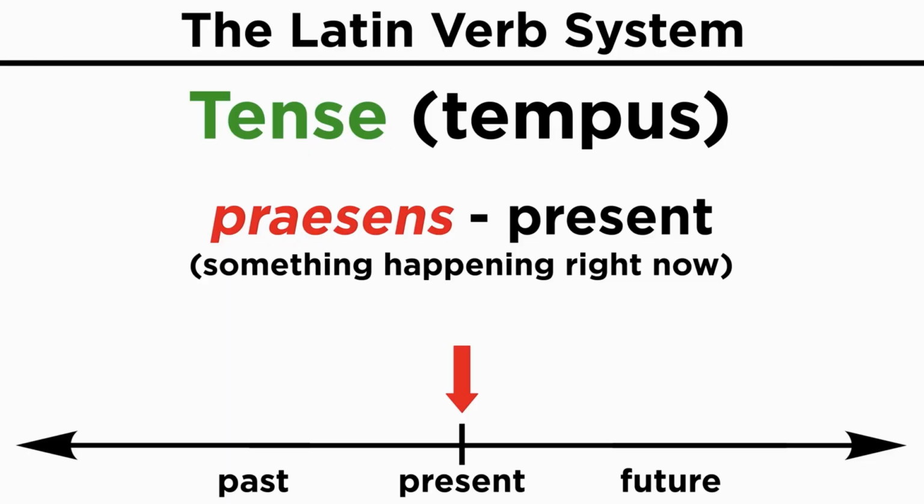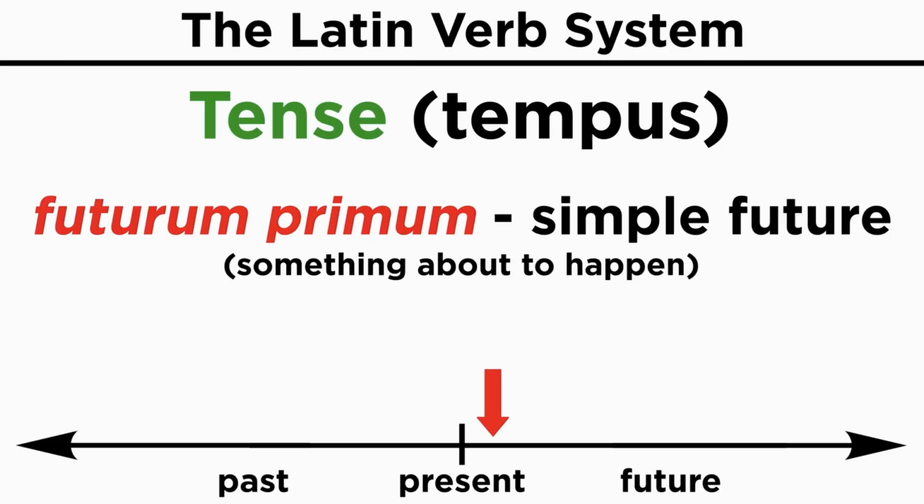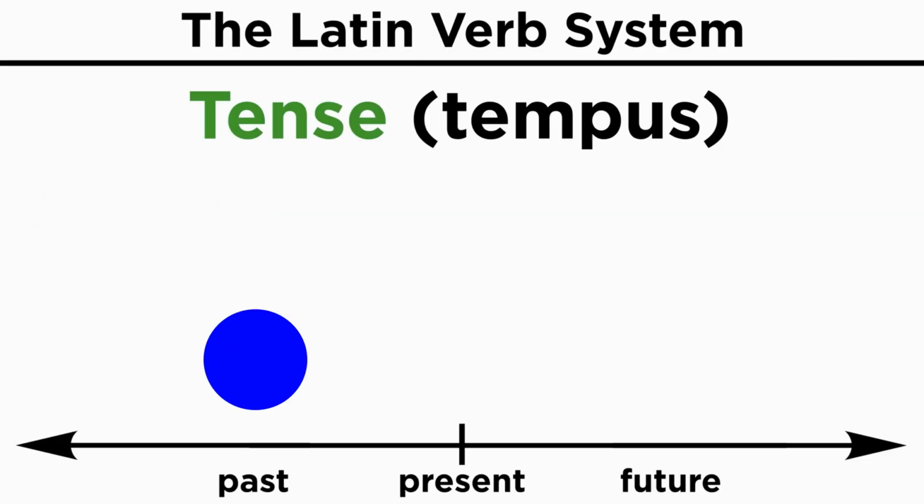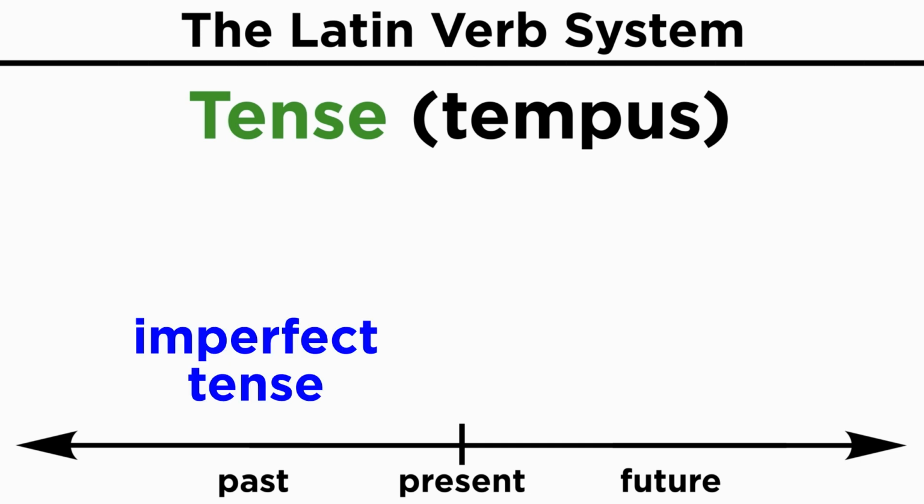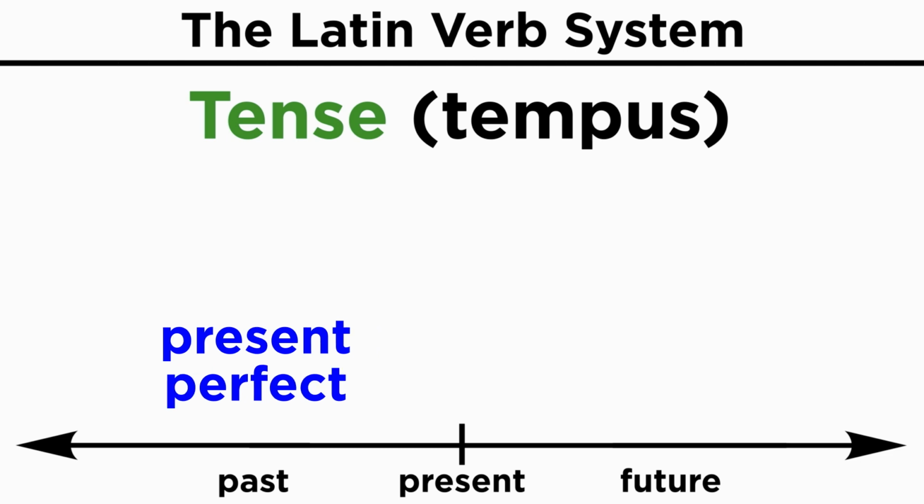We've learned about present tense and future tense, so now it's time to take a look at the past tense. There are several tenses that can be used to describe the past, but let's start with the imperfect tense. So what type of past action does imperfect describe, and how does it differ from another tense for the past, which is called present perfect?